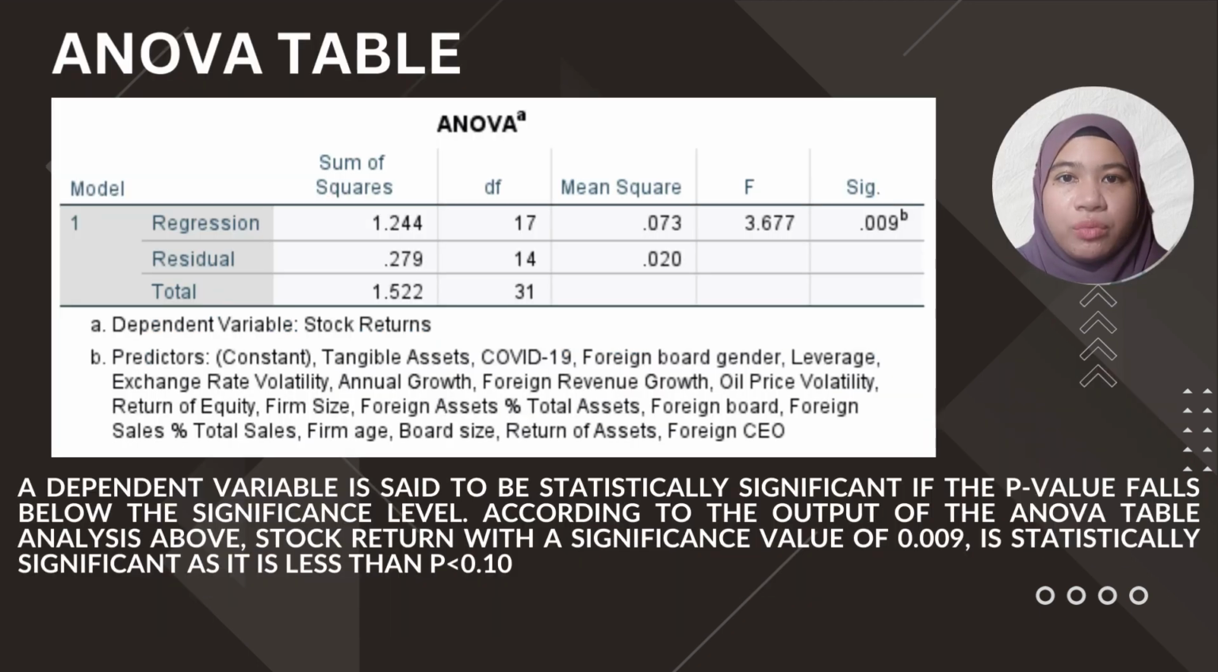The dependent variable, stock return, is determined using multiple regression analysis based on the independent variables. A dependent variable is said to be statistically significant if the p-value falls below the significance level. According to the output of the ANOVA table analysis above, stock return with a significant value of 0.009 is statistically significant as p is less than 0.10.